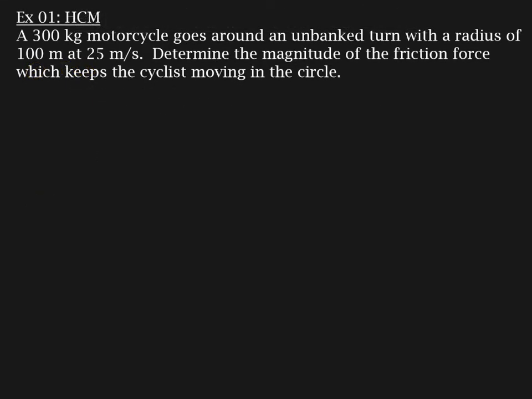Okay, so let's take a look at a simple example now where we have a motorcycle which is going around an unbanked turn. It has a radius of 100 meters and it's moving at 25 meters per second. So that's really quite fast in a rather small circle, but we're going to go with it. And all we want to know is the magnitude of the friction force which keeps the cyclist moving in a circle. All right, so step number one, we're going to draw our FBD. And we have two different perspectives on this. Perspective number one is a top view, or the helicopter view.